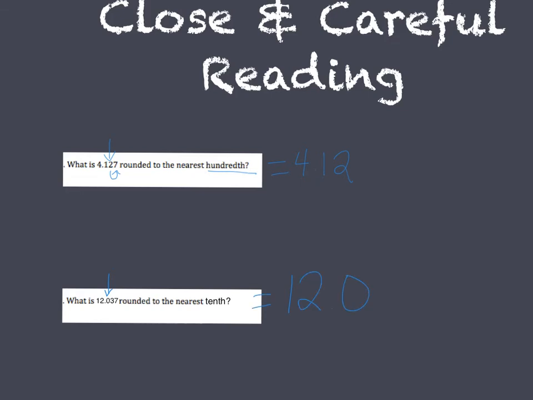12.0. Now I want you to pay very close attention. Even though we said that there doesn't need to be extra zeros, what place value did it say that we need to round to? The tenth, which means that there shouldn't be anything behind it, but it's okay to have that 0 right there because that is the tenth place.